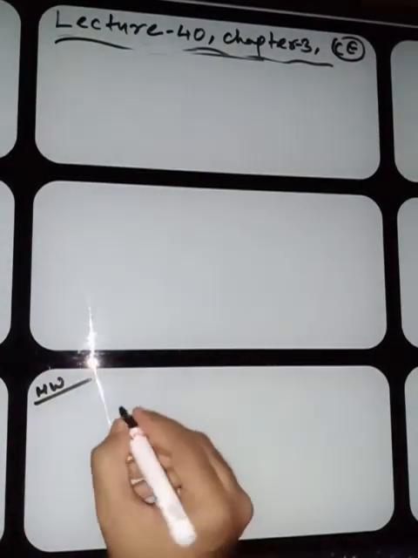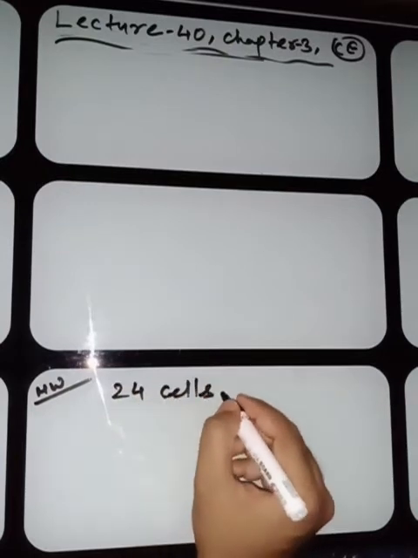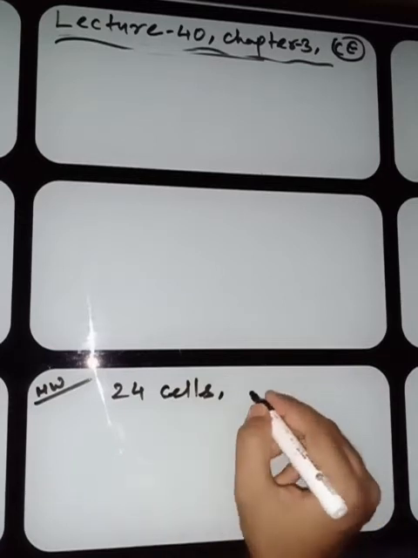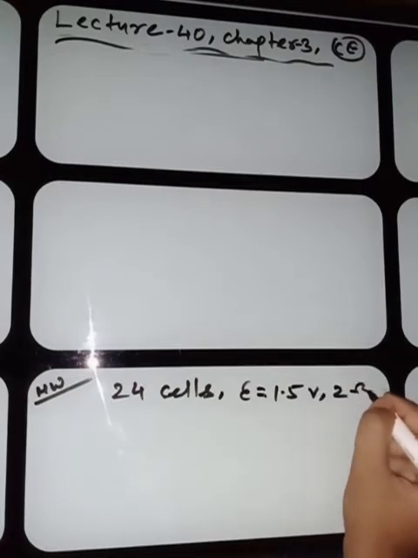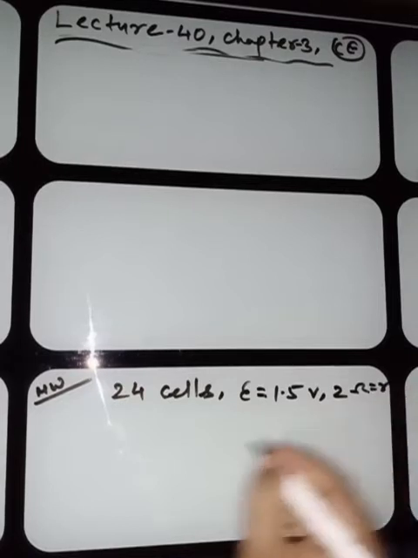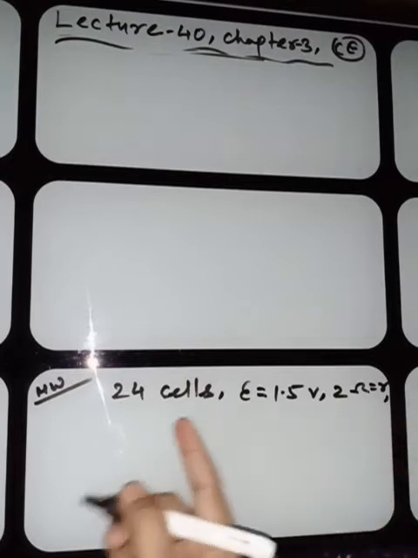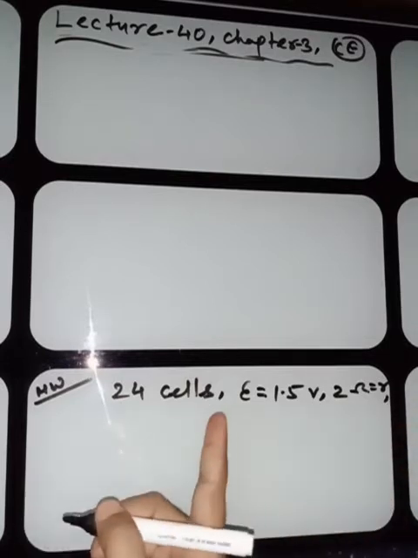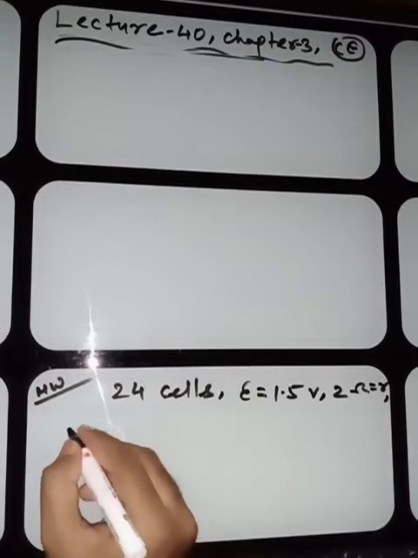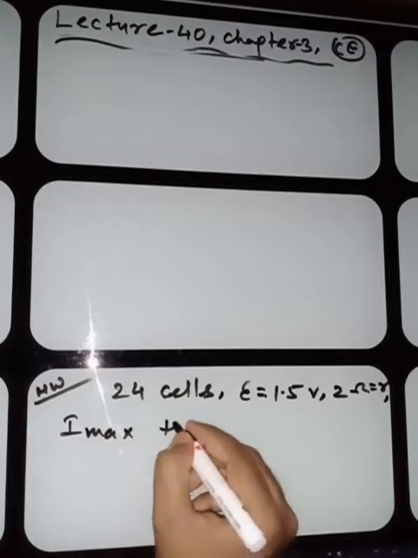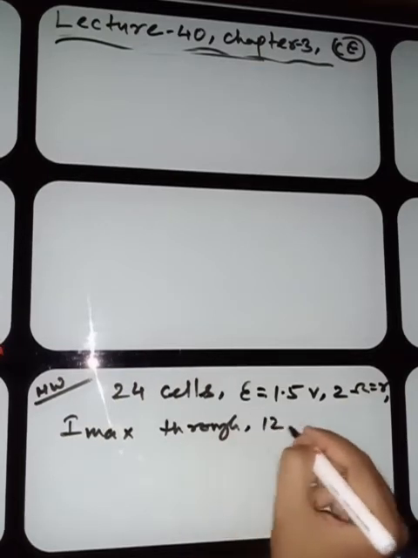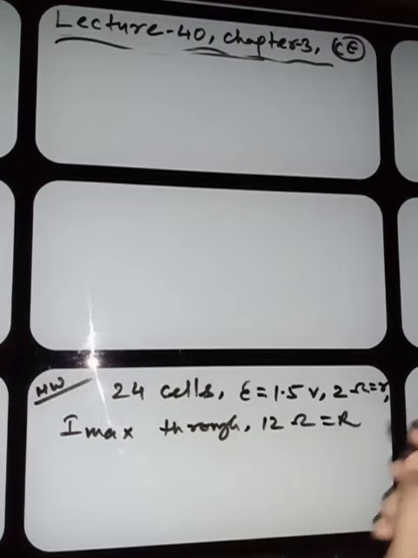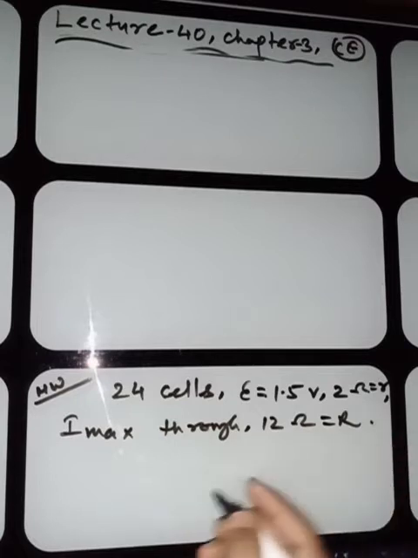battery of 24 cells. We are having an entire battery having 24 cells. Each cell having an EMF of 1.5 volt, and internal resistance of 2 ohm. Remember, this is the internal resistance, small r, 2 ohm. And this is to be connected in order to send maximum current through an external resistance of 12 ohm. And this 12 ohm is the external resistor. This is the complete statement of the question.